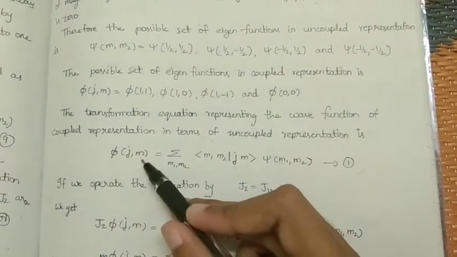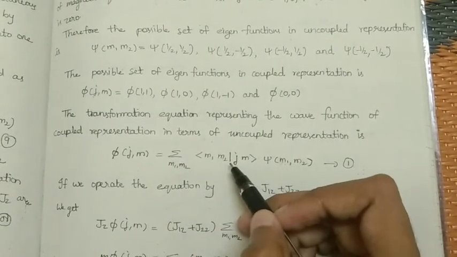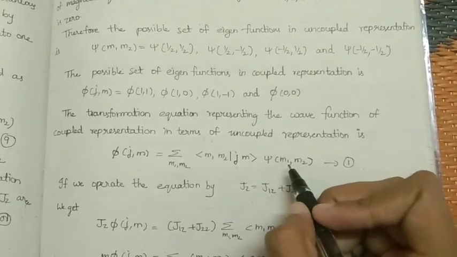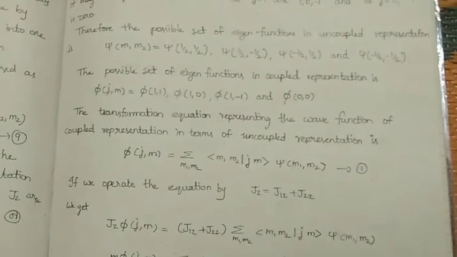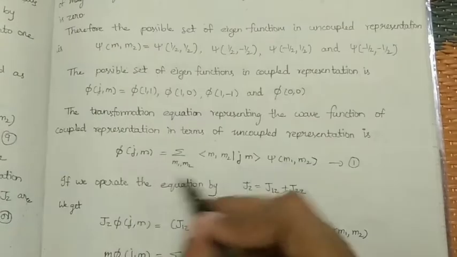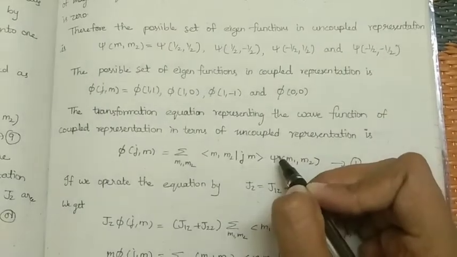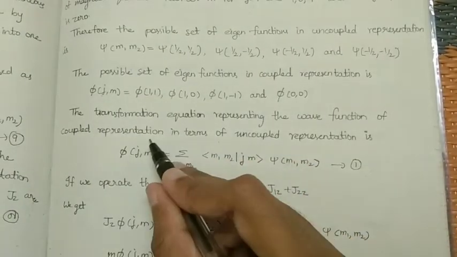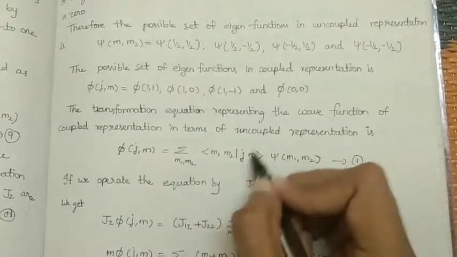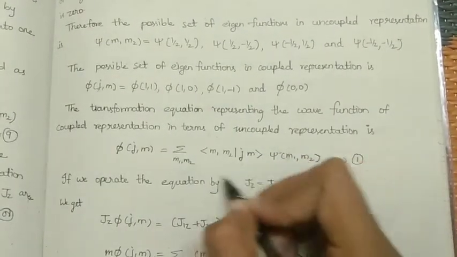So phi of j comma m is equal to the summation over m1 comma m2 of the bra m1 comma m2 with j m, times xi of m1 comma m2. So like that we have this form; this is the transformation equation. The meaning of this is that the wave function of the uncoupled form is getting transformed to the coupled form. So in order to bring this form to this form, we need to multiply these wave functions with these coefficients. These are nothing but the Clebsch-Gordan coefficients.